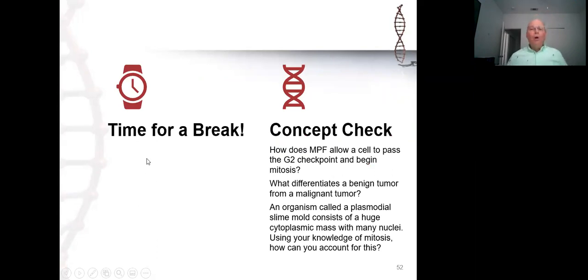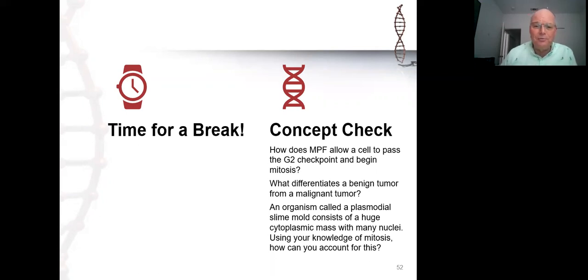So one more concept check. That was actually the last slide in the sequence, but one more concept check. So we're really not going to take a break. Just going to do a concept check here. So how does MPF allow a cell to pass the G2 checkpoint and begin mitosis? By accumulating to a level that allows it to activate the necessary components for the beginning of mitosis.